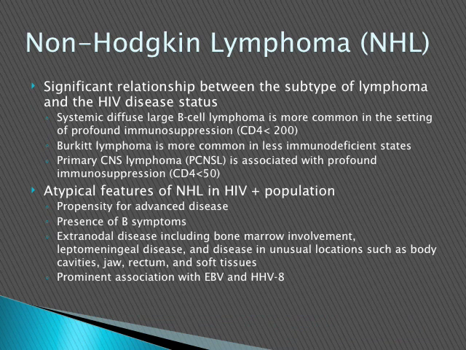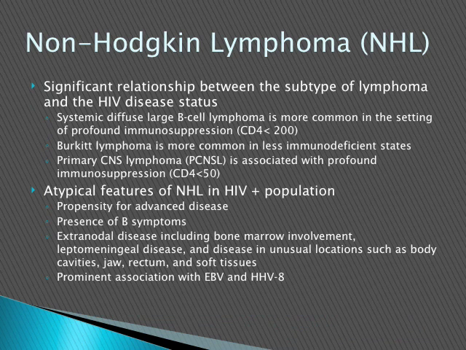Studies have also found a significant relationship between the subtype of lymphoma and HIV disease. Systemic diffuse large B cell is more common with CD4 counts of less than 200. Burkitt's actually is known to happen with less immunodeficient states. And primary CNS lymphoma, again, is usually seen with CD4 counts less than 50.